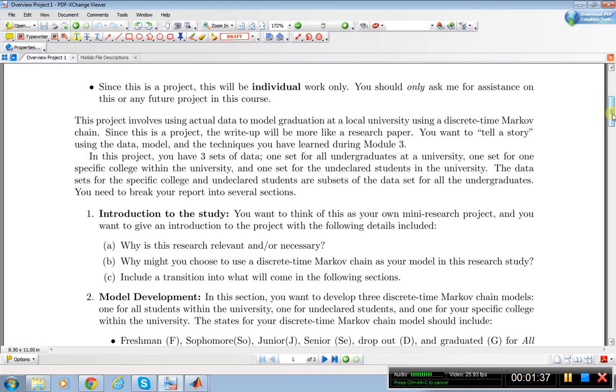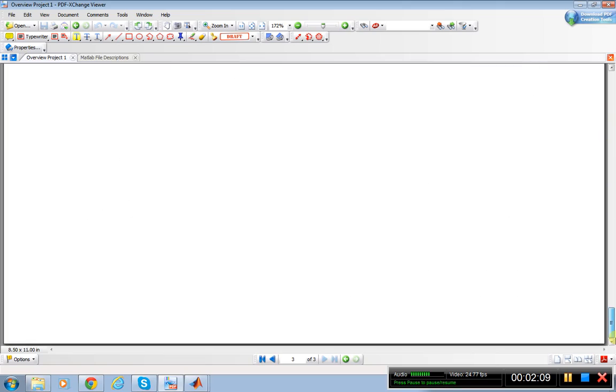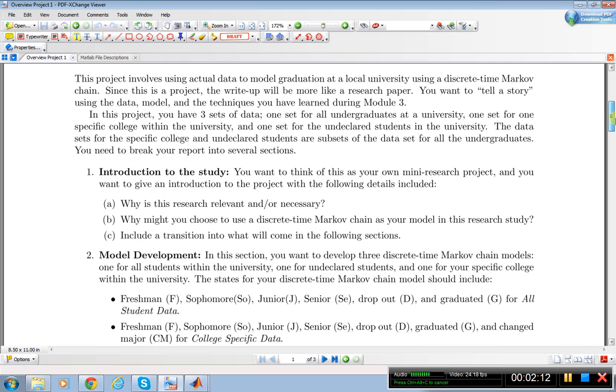Okay, so in this project, you're going to write a report. The report should be like a research paper, so you should have some kind of introduction. You should be introducing the problem. In this case, the problem is how to look at graduation from a local university, or the progression to graduation. Not necessarily graduation by itself, but the progression to graduation. And so you really want to tell a story, and I walk you through how to tell that story in this. And yes, this is a long description of what you're supposed to do. I agree, but it's only because I walk you through what I'm looking for.